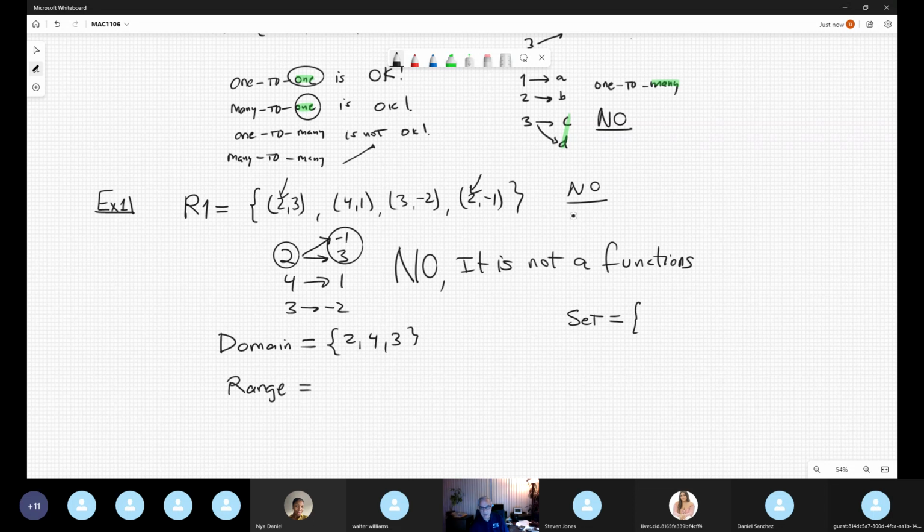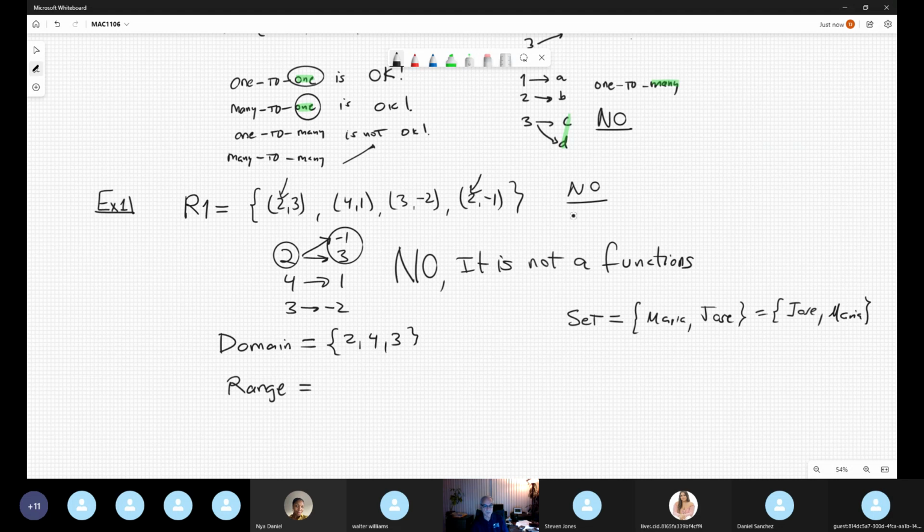Suppose María, José, María. No, illegal. Because María is already inside the set. It's the same María, no? Okay. And the ordering is not important. So no repetition for the elements in the set, and the order is not important. So the set María, José is equal to José, María. It's an important property for any set.